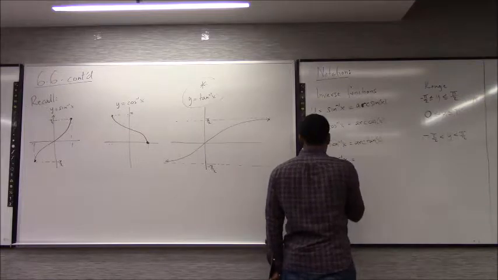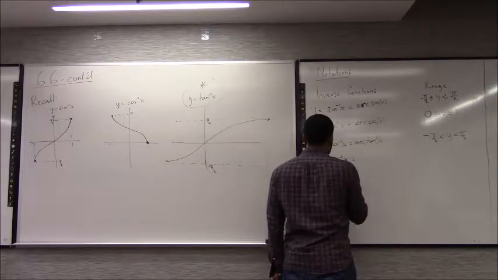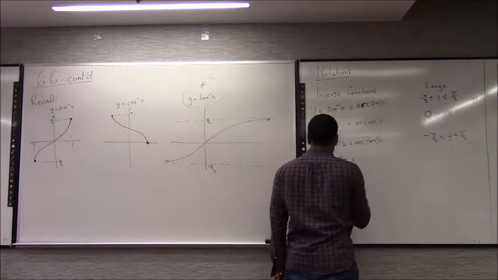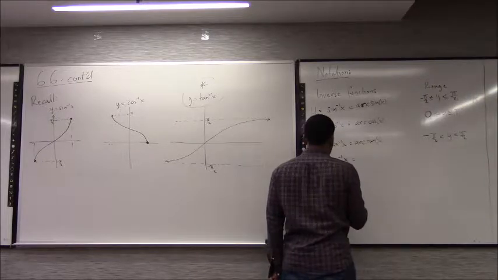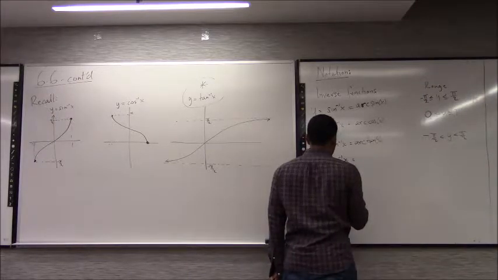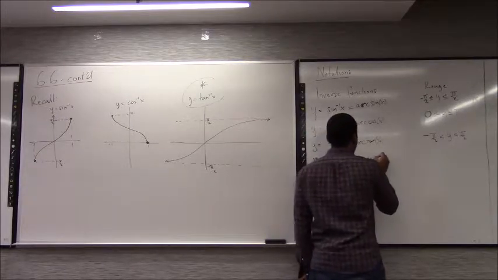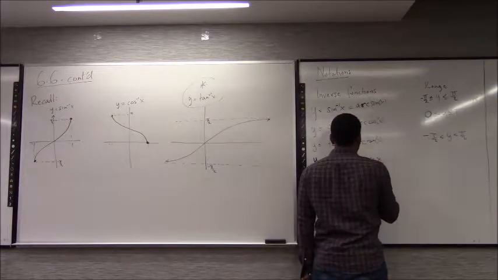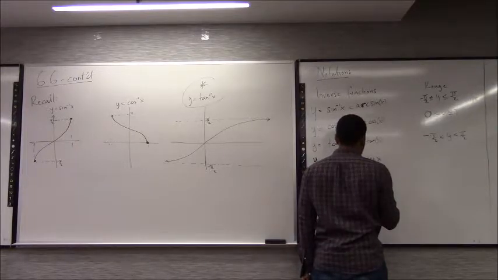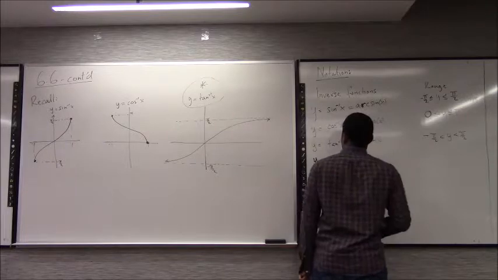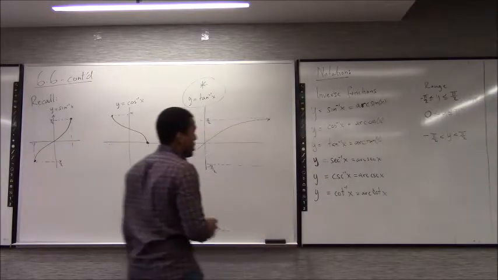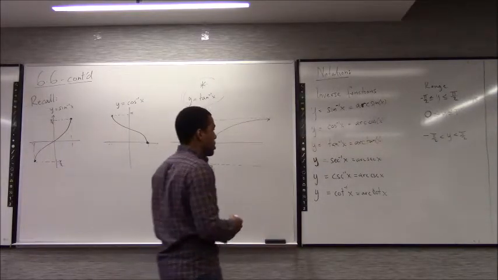Then there are the other ones. We're not really going to use these very often. I'm going to tell you about them anyway. So the arc secant, arc cosecant, arc cotangent.